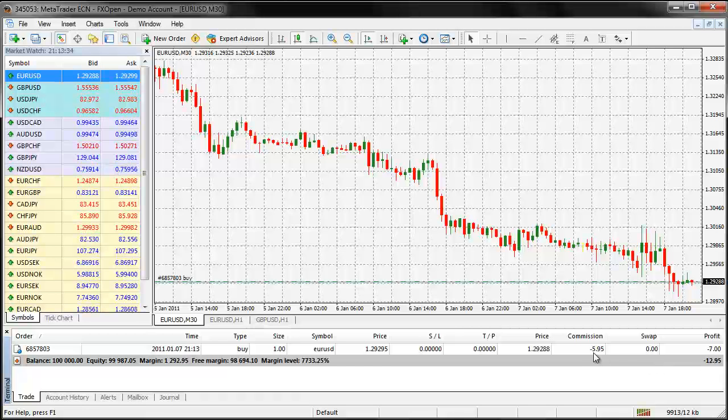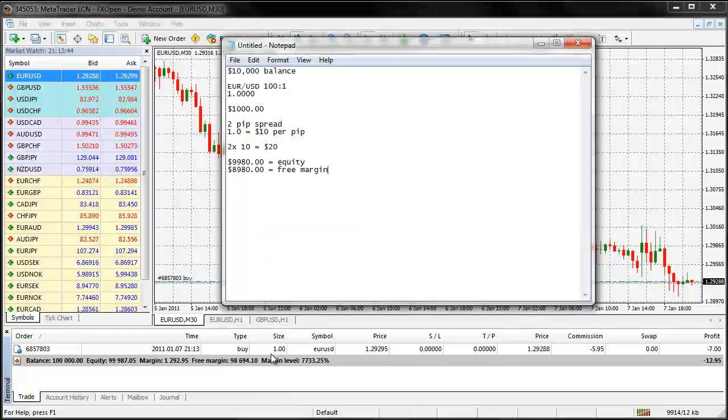The commission was $5.95 on ECN accounts. You get commission taken off as well. Some brokers don't. So what we can see now is that my free margin is 8,980. You can see that the price it cost me to open a trade plus the pip spread is added together, and that total is then taken away from your margin. This free margin basically means that I have $8,980 left to open up another trade.